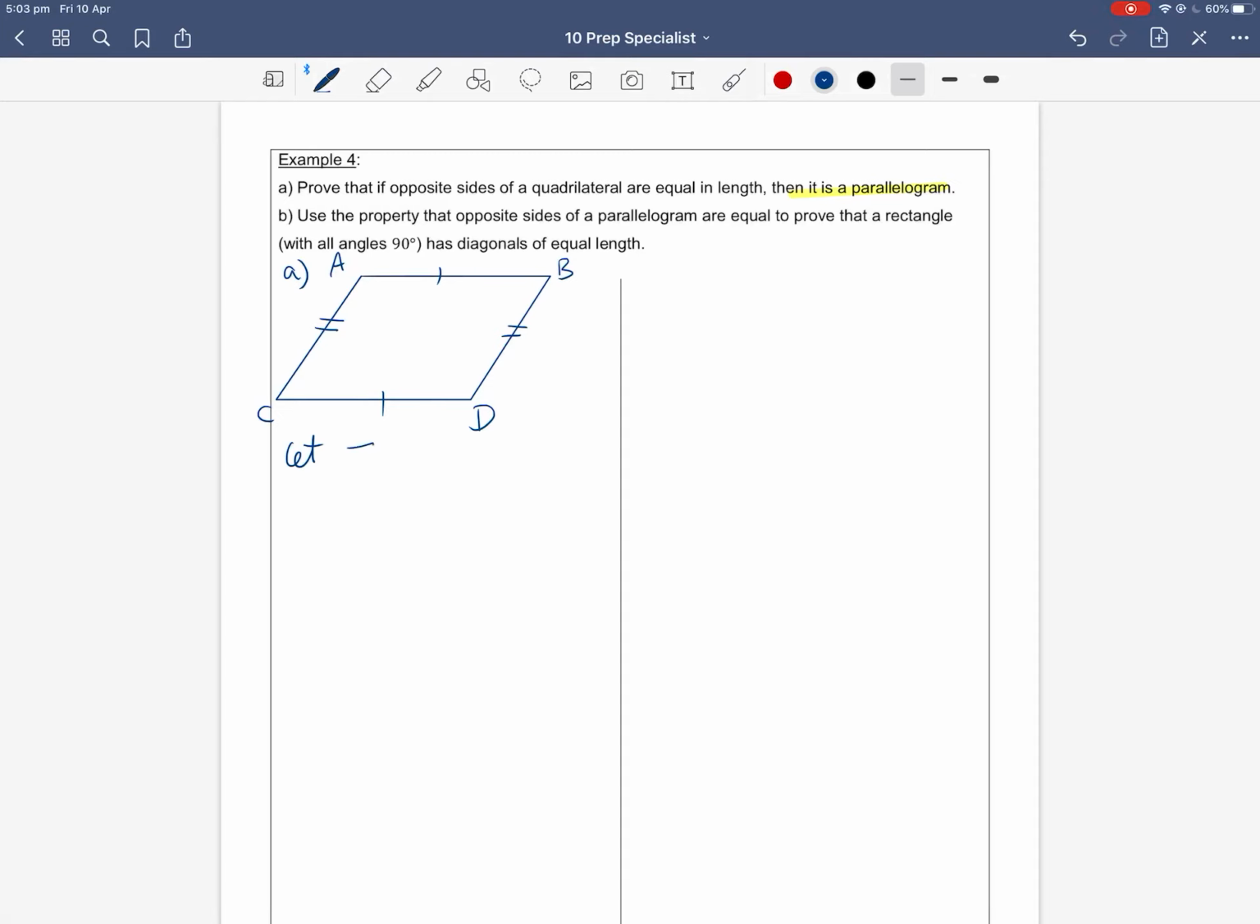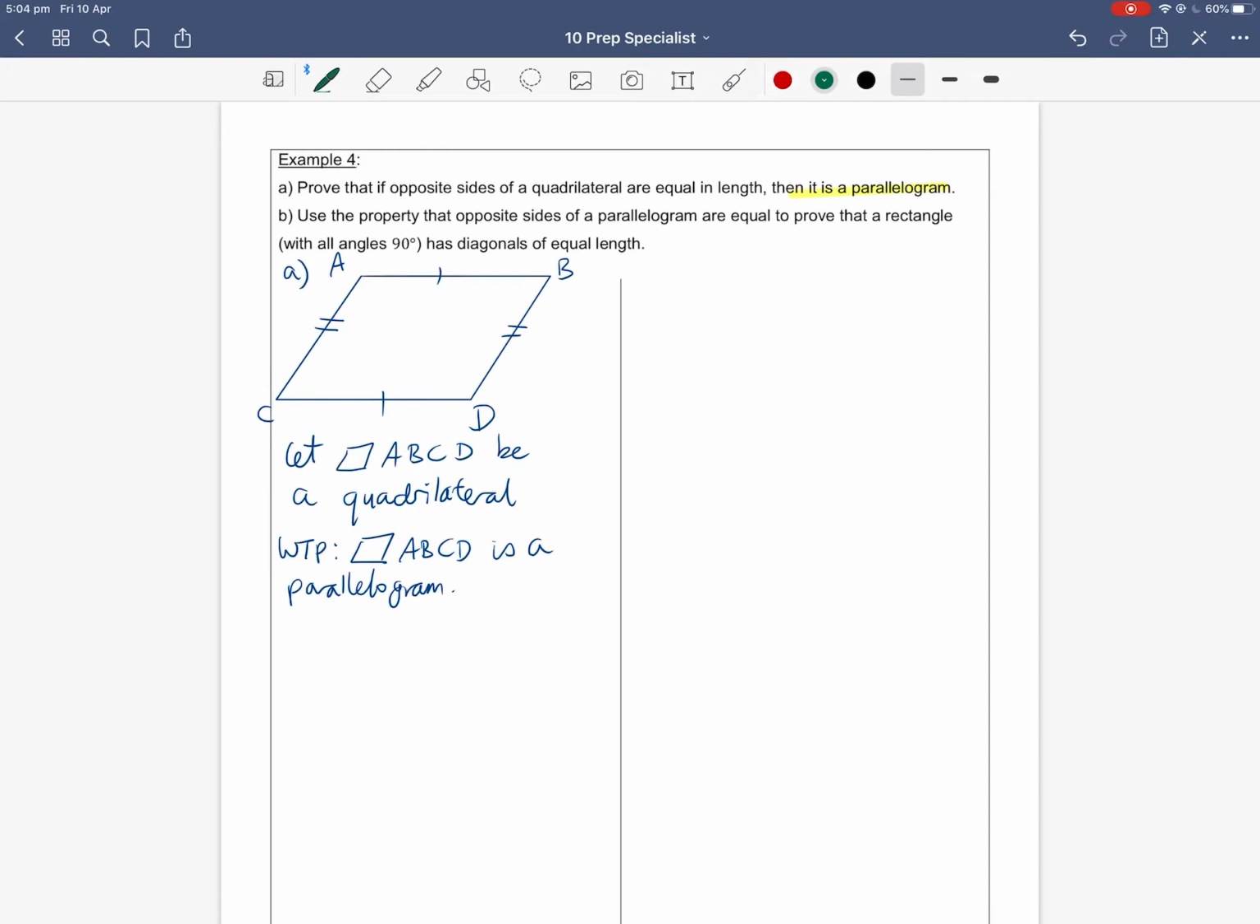So let's let A, B, C, D be any quadrilateral. So we're just defining our shape. Write down our goal, which is we want to prove that quadrilateral A, B, C, D is a parallelogram. Okay, now let's think.